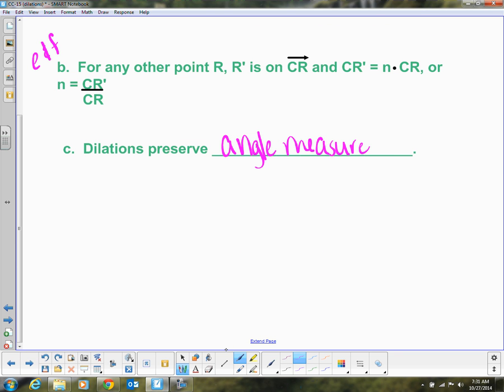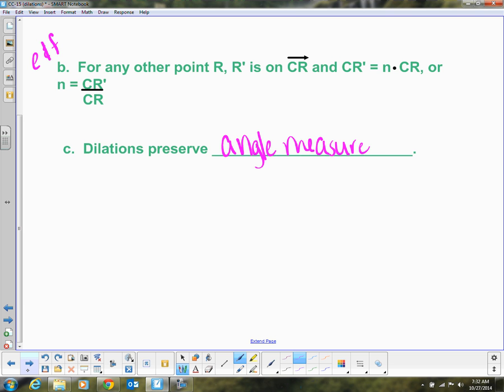Devin, what do dilations not preserve? Okay, they do preserve angle measure. They do preserve orientation. It is length. What kind of transformation doesn't preserve orientation, Caitlin? Doesn't preserve orientation. What transformation does not preserve orientation?